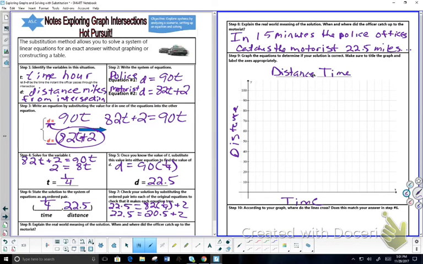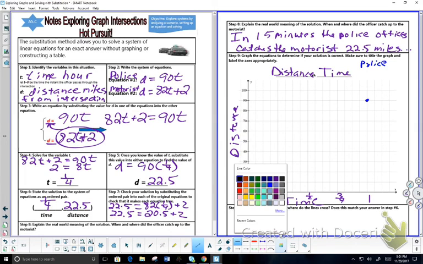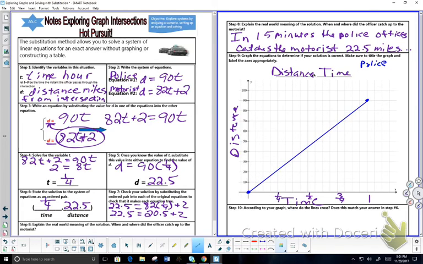Okay, so we have to label our x-axis. Because it's really small numbers, I would do a fourth, a half, 3/4, and then an hour. I know that my police officer, who I'm going to let be blue, at 0 time was at the intersection. After 1 hour, since he's going 90 miles per hour, he will have traveled 90 miles. Now I could go ahead and graph my line. This is the part where you really want to be careful, because if you don't, you're not going to get your intersection correct.